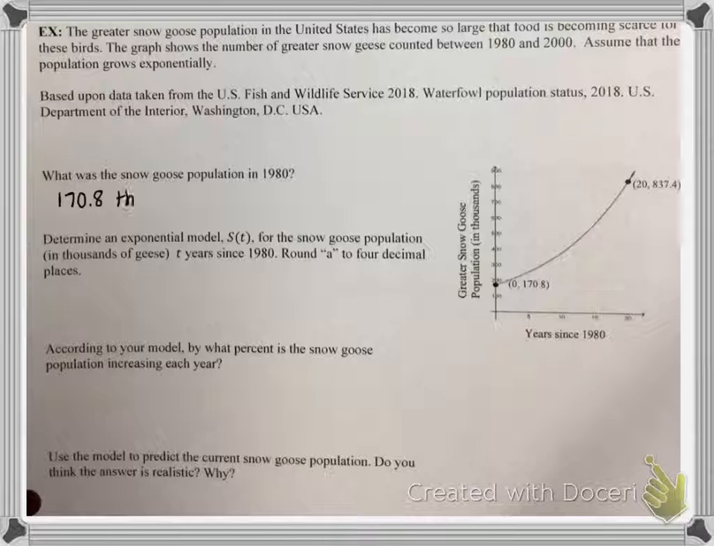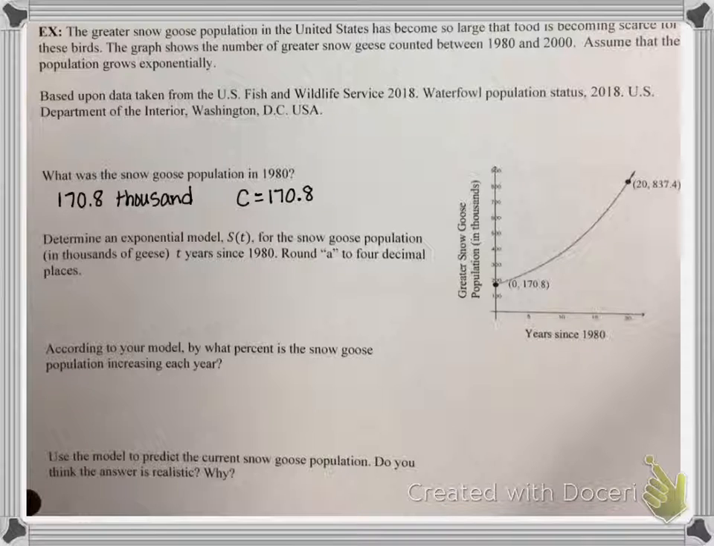170.8 thousand. Good. And so that means that when we're writing our function, C is going to be 170.8. Be careful with that thousand. If we're counting in thousands, we don't include the 1,000 in our C value, because that's actually the number that you get as your output, as opposed to the actual number of geese there are. And then if I want to determine an exponential model, well, I know what C is. I don't know what A or R is.